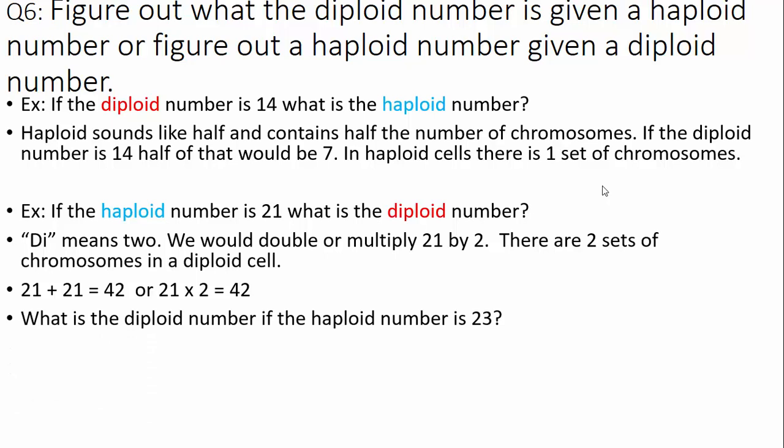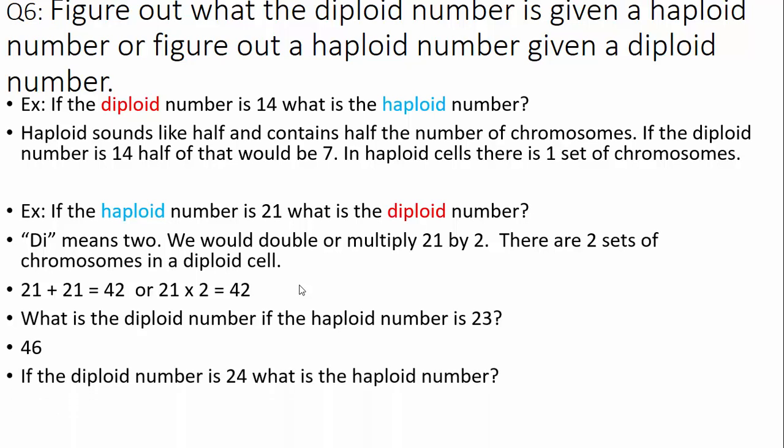Here's another example. What is a diploid number if the haploid number is 23? Well, if the haploid number is 23 and we're trying to get to the diploid number, we've got to multiply it by 2 or add 23 plus 23, which is 46. If the diploid number is 24, what is the haploid number? What is half of 24? And that would simply be 12.